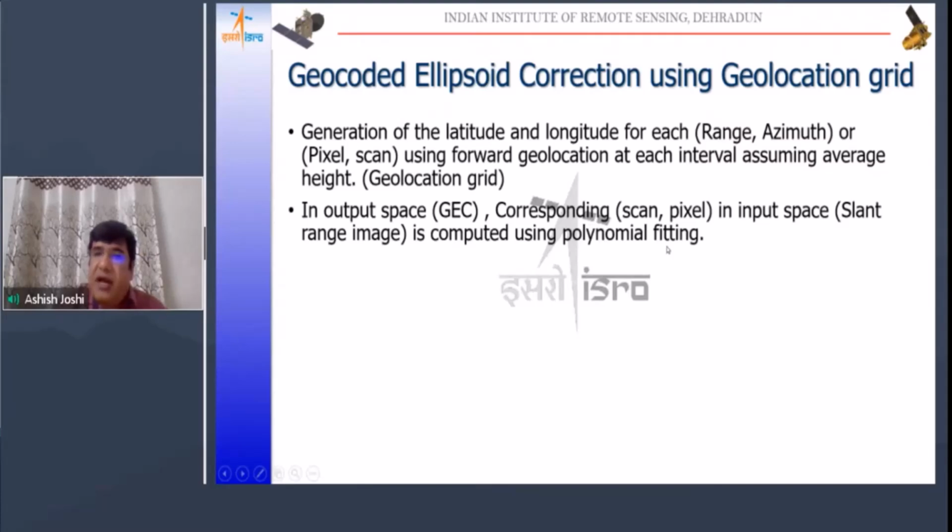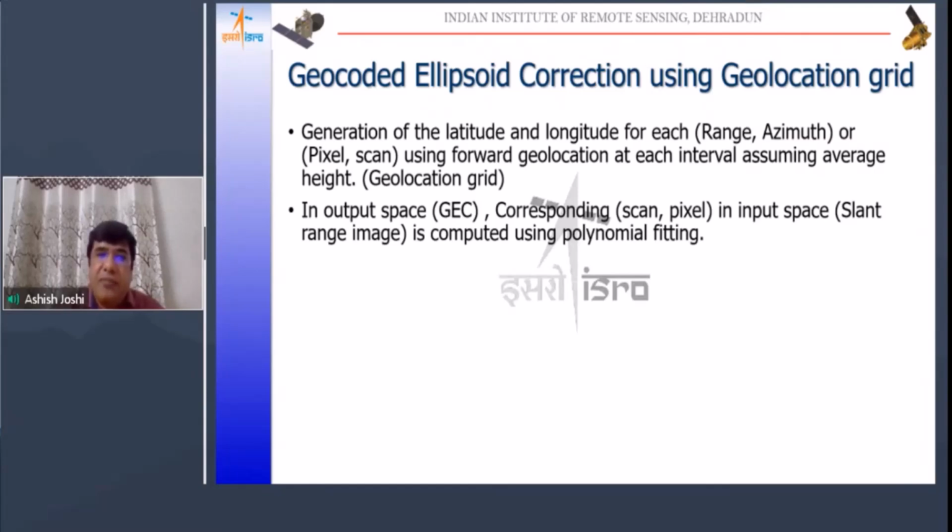Okay, so in the output space, for the corresponding scan pixel in the input space, we compute using polynomial fitting. For every grid we have the lat long and ij, we will fit a polynomial, and use that polynomial to find the DN value for a particular pixel in the image. So this is the geocoded ellipsoid correction using the geolocation grid.